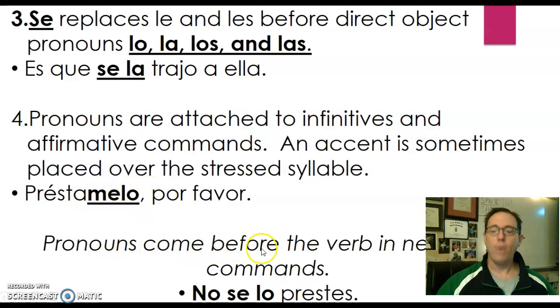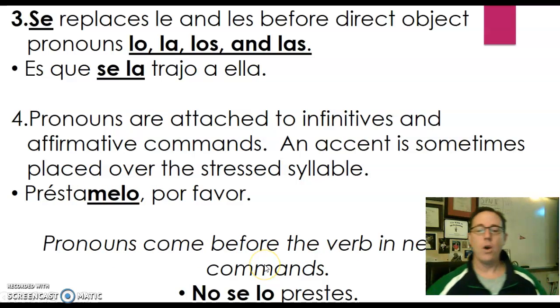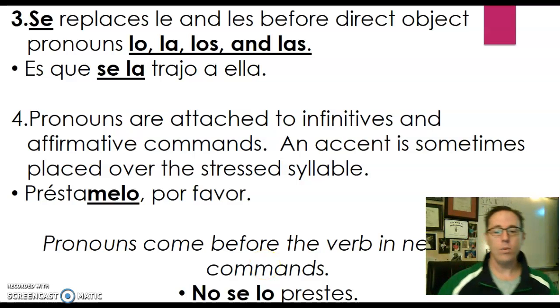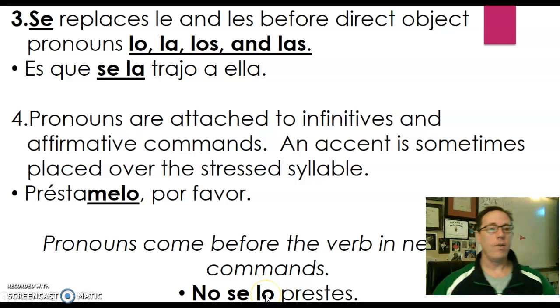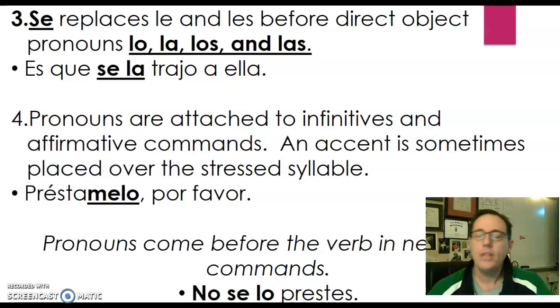Pronouns come before the verb in negative commands. So if it's a negative command, you're telling someone to not lend it to him or her or whatever. The no comes at the very beginning, and then your object pronouns come right afterwards. So if that confuses you, that's okay. We're going to hash a lot of this out in class, and we're going to get many more examples of it. But that's just an introduction, a smattering, if you will.